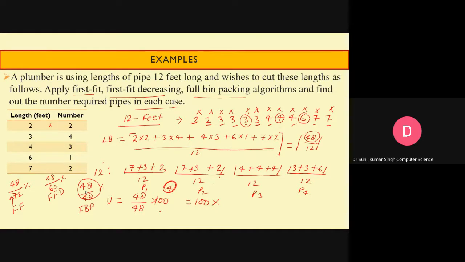And of course, forming these combinations is not going to be an easy task.